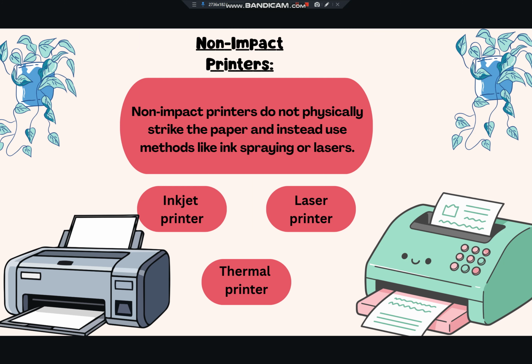Non-impact printers, however, are the quiet ones. They are the second category of printers that do not physically strike the paper and instead use methods like ink spraying, lasers or heat. And that is why they have three different types based on their working mechanism.